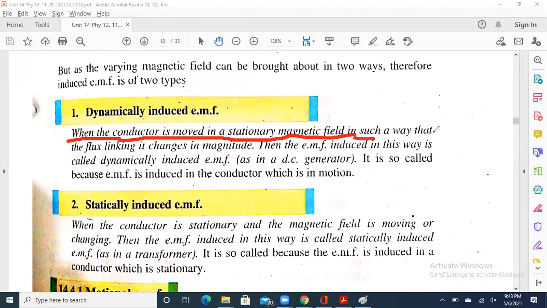In such a way that the flux linking it changes its magnitude. When we have relative motion of the coil and the magnet, what will happen? The flux will be continuously changing. Magnetic flux will be changing. How will it be changing? Let me tell you.